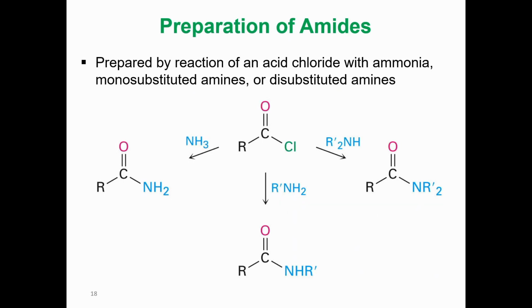Preparation of amide. How is amide prepared? Amide is prepared by reaction of acid chloride with ammonia. Remember, the most reactive or most potent version of carboxylic acid is the acid chloride. So in acid chloride, when I add ammonia, I'm going to form amide. When I add primary amine, I'm going to form amide that is N-substituted. When I use secondary amine, I'm going to form amide that is disubstituted.